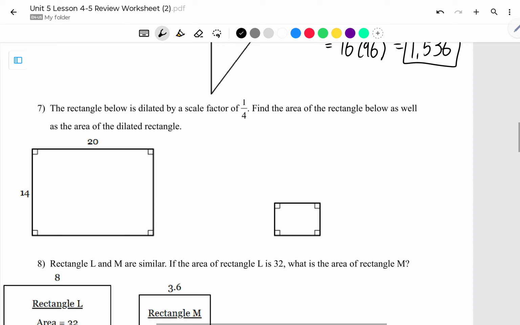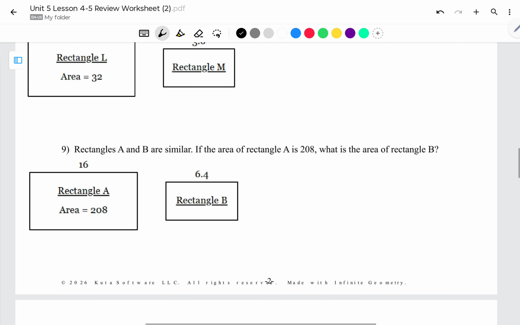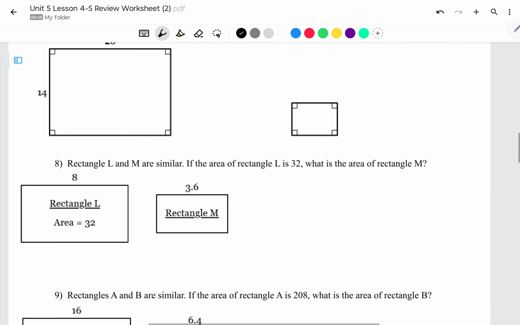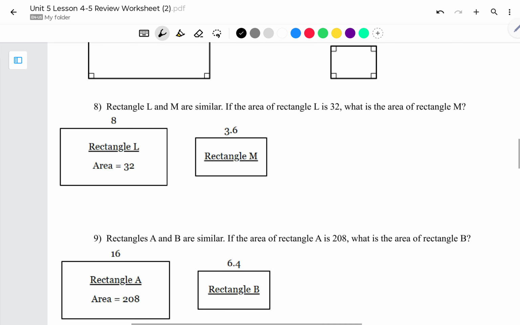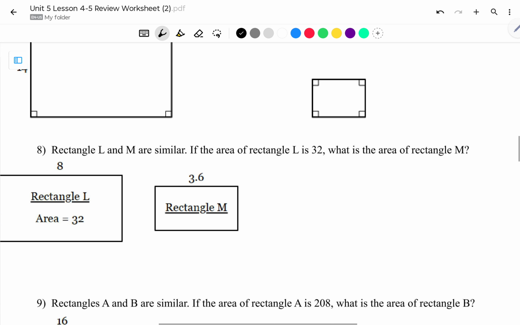Okay. And then try out number 7. Same steps. Okay. This is where it gets a little bit different. I'm only going to do 1, and then you're going to try 9 and 10. So let me try number 8. So rectangle L and M are similar. If the area of L is 32, what is the area of M? Right? Do we have the scale factor here? No. Right? So that's where it gets a little tricky.